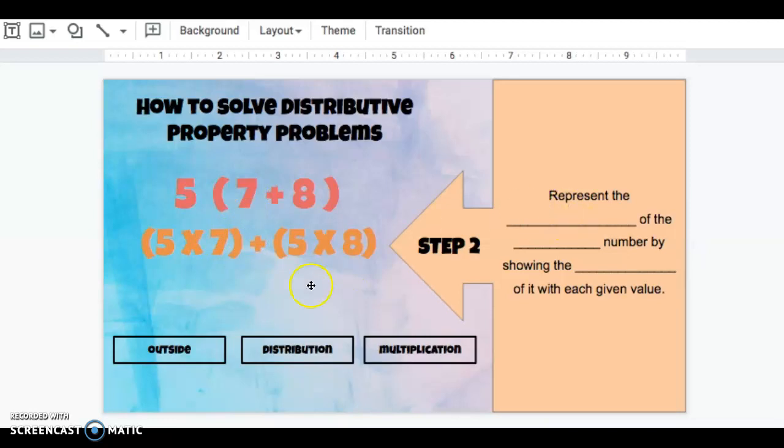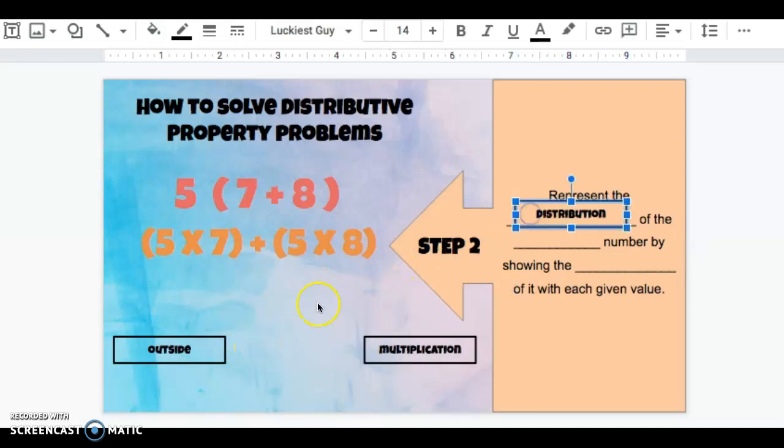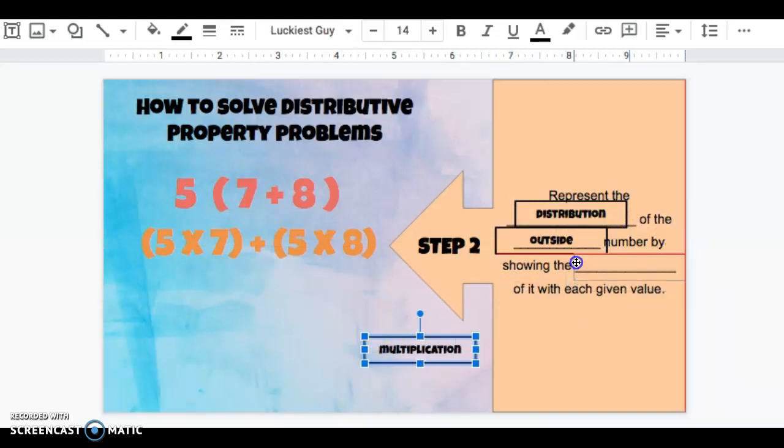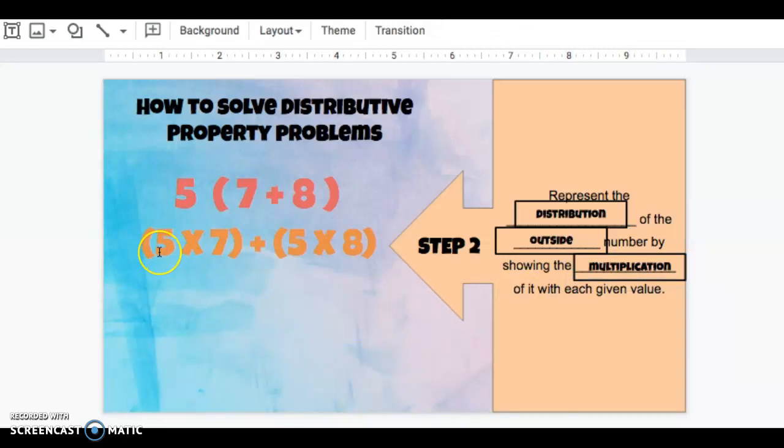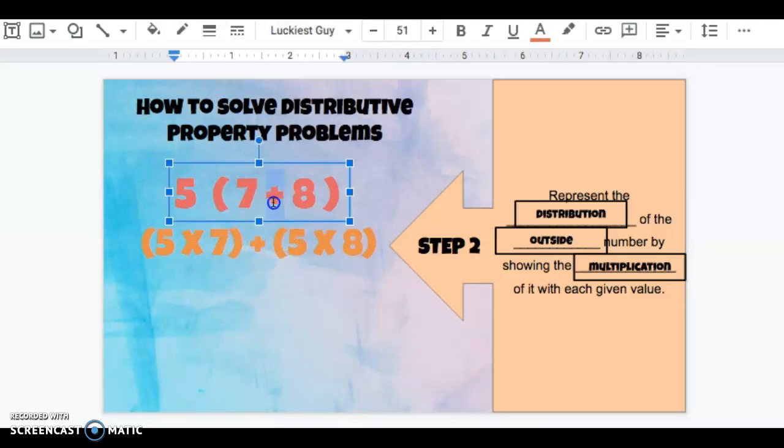So you represent the distribution of the outside number by showing the multiplication of it with each given value. So like that's saying, the 5 was distributed out because it's the outside number. It was being distributed to the 7, and it's distributed to the 8. This plus sign is a plus sign because there's a plus sign above in our original problem.